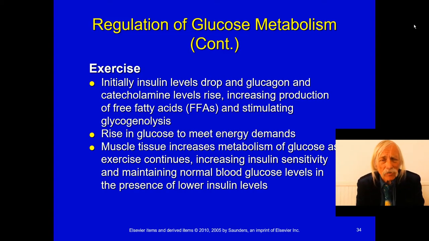Exercise also plays a very significant role. Initially, insulin levels drop, and glucagon and catecholamine levels increase, increasing the production of free fatty acids because of hormone-sensitive lipase activity. And that will stimulate glycogenolysis, breakdown of glycogen because of glycogen phosphorylase, that enzyme which is controlled by glucagon and catecholamines. Okay. So the rise in glucose is used then to meet the initial primary energy needs.